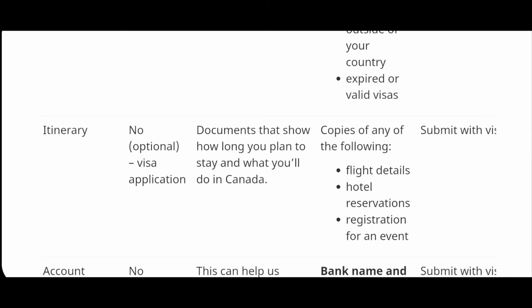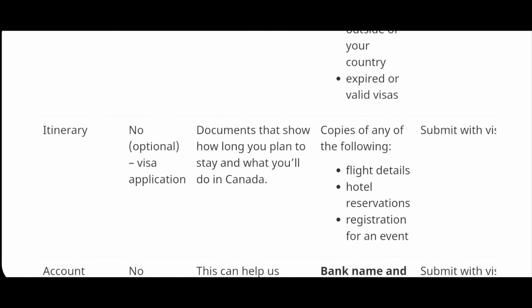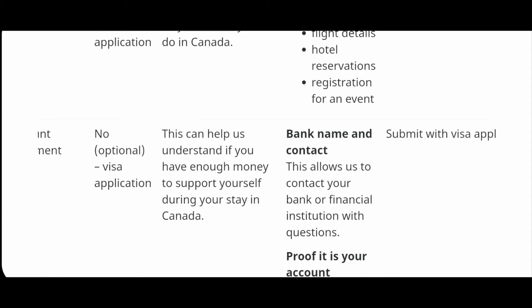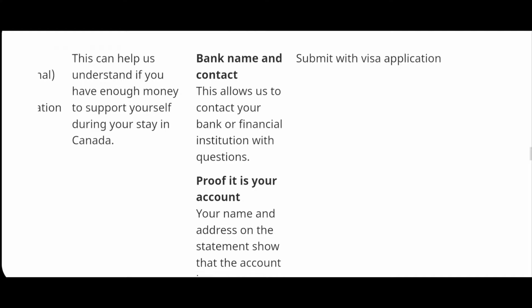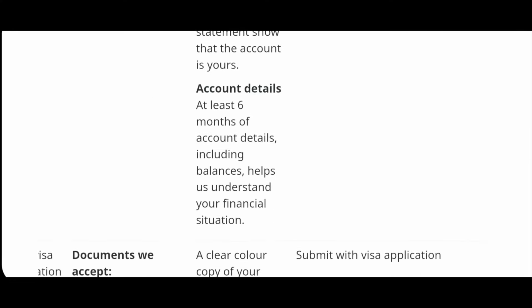The next one here is your itinerary. Is it required? It says no, it's an optional document. This document shows how long you plan to stay and what you do in Canada. I recommend you add it, but it says no. Account statement, it says is optional. It helps the immigration officers to understand if you have enough money to support yourself. I would recommend you add that, but it says here that it is not required.